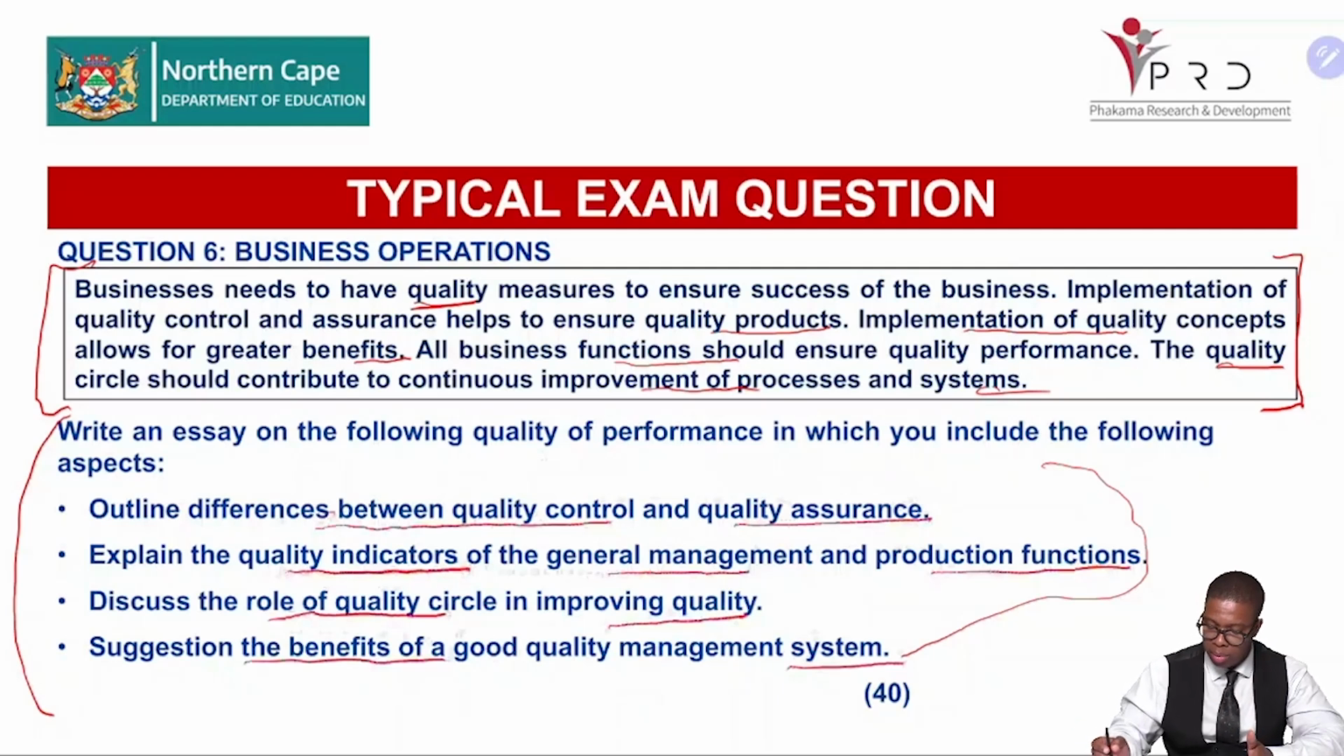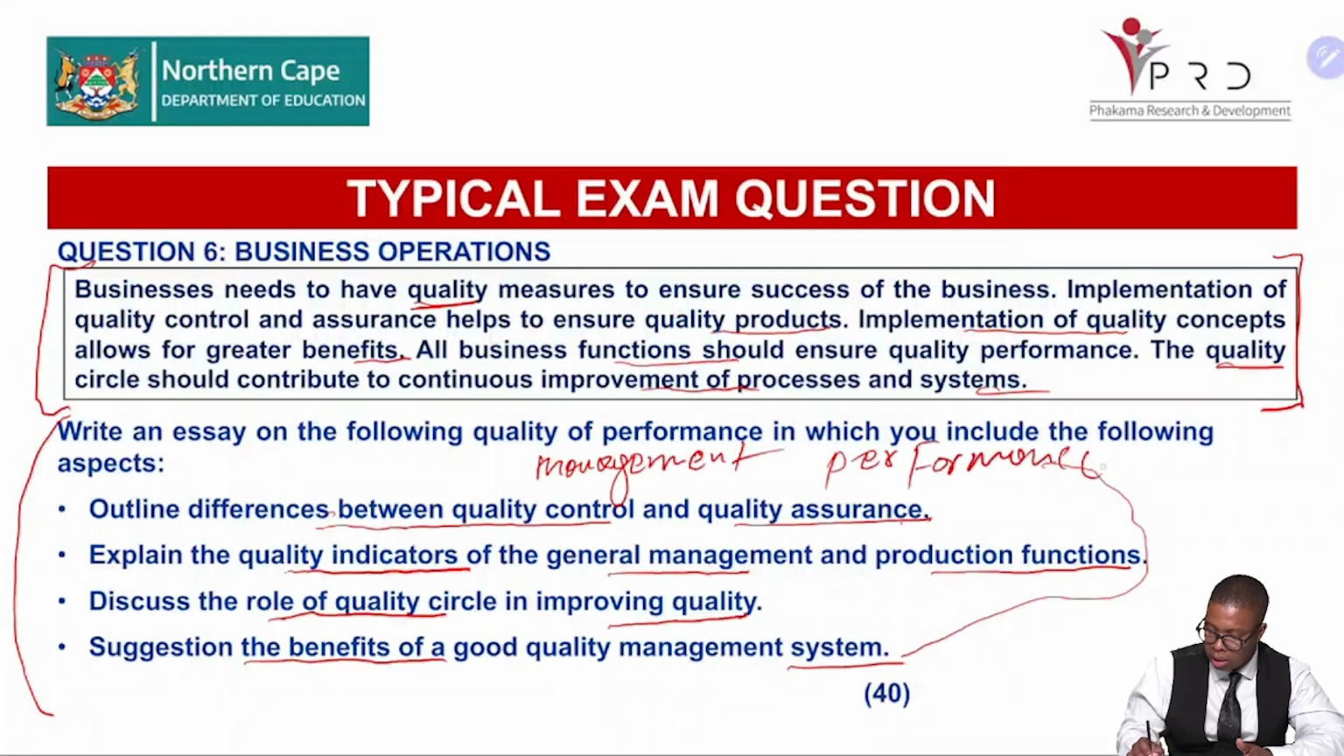Remember, the examiner can decide to say, okay, we don't want to ask quality control and assurance, but we are asking quality management and performance. So that's how they can alternate. And then if they don't want these business functions, they can ask other business functions.